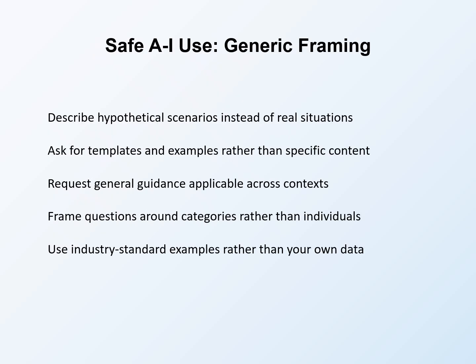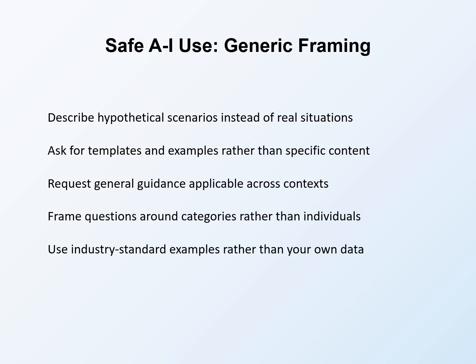Generic framing offers another approach for obtaining AI assistance without exposing sensitive information. Instead of describing your actual situation, frame questions around hypothetical scenarios that capture the essence of your need without revealing confidential details. Rather than asking AI to help you write about your specific research participant who experienced a particular outcome, ask for guidance on writing about participant outcomes in your general research area. The AI can provide helpful frameworks and language that you then adapt to your specific situation.